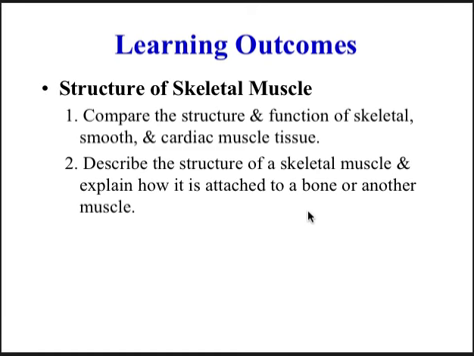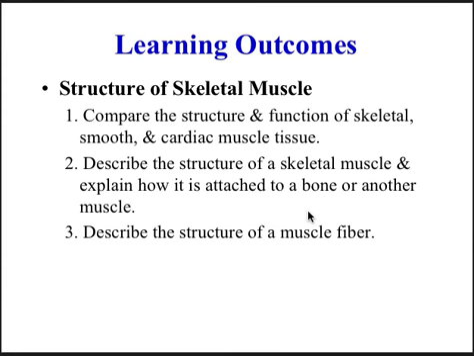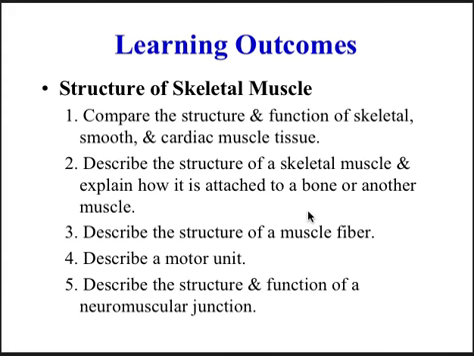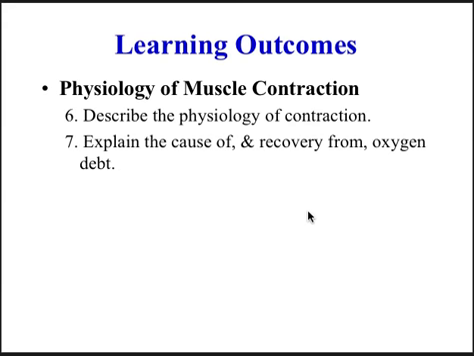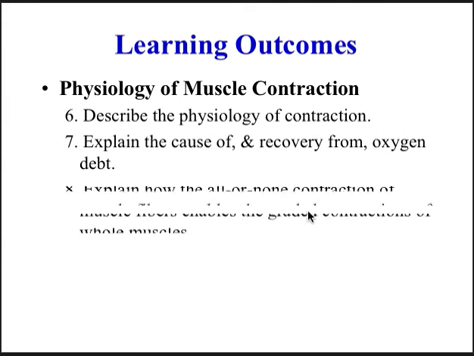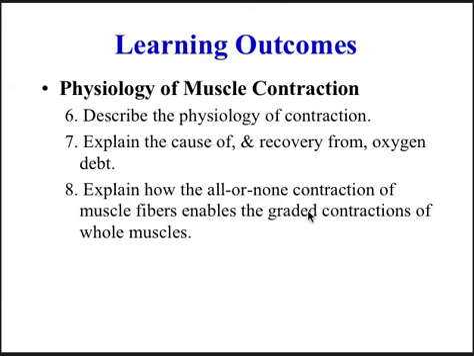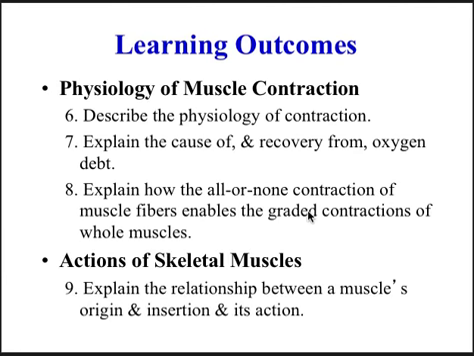We'll describe the structure of skeletal muscle and explain how it's attached to a bone or other muscle. We'll talk about the structure of a muscle fiber, talk about what a motor unit is, and talk about the role of the neuromuscular junction and where they're found. We'll describe the physiology of muscle contraction, and we'll explain the cause of and recovery from oxygen debt, and we'll also explain how the all or none contraction of muscle fibers allows graded contraction in whole muscle, and we'll explain the relationship between a muscle's origin, insertion, and action.